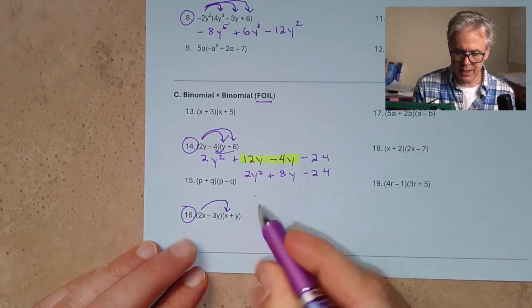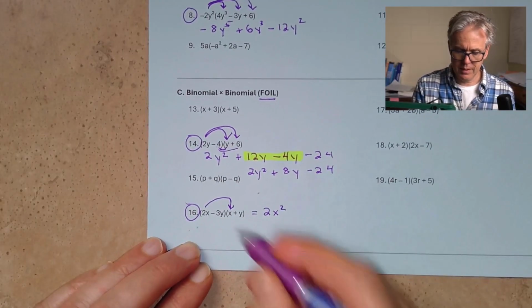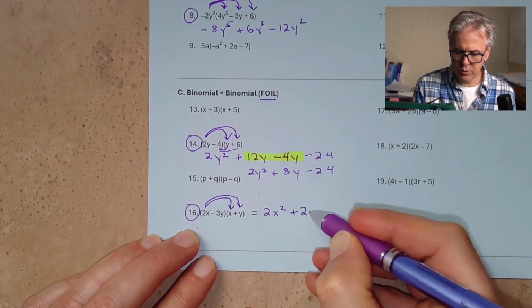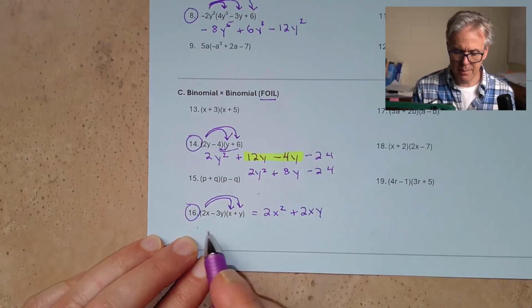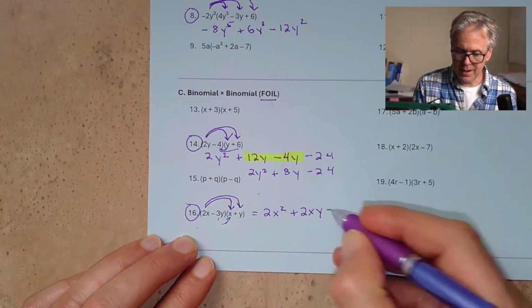So 2x times x is 2x squared. And then 2x times y is plus 2xy. Move to the next term. 3y times x is a minus 3.